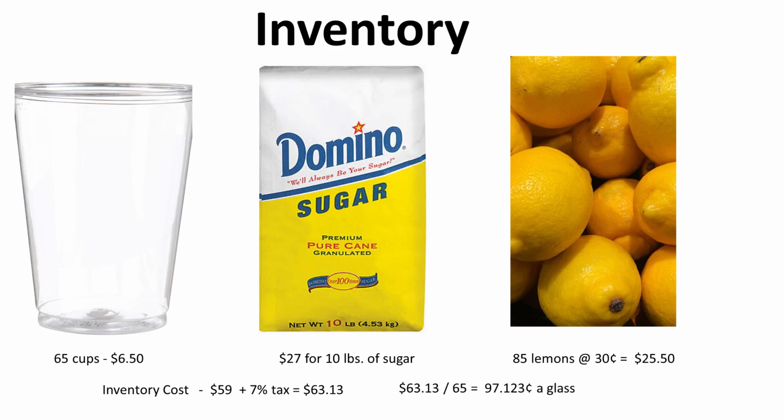Johnny decides he is going to make his lemonade from fresh squeezed lemons. He decides he will buy enough inventory to make 65 glasses of lemonade. The price for the inventory, including the 7% sales tax he had to pay when purchasing the inventory, comes to $63.13. If we divide the cost of the inventory by the number of glasses of lemonade Johnny can make, it comes to 97.123 cents a glass. We want to be as accurate as possible. Johnny plans on selling the lemonade for $2 a glass.